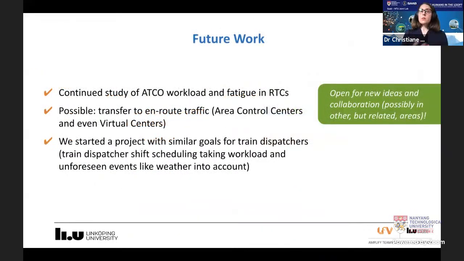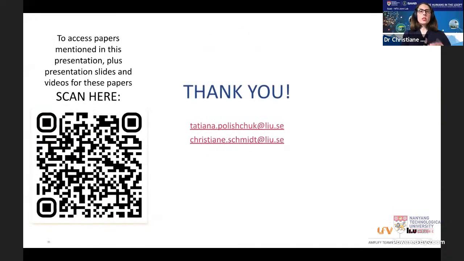So we continue the study of controller workload and fatigue in RTCs, in particular with our colleagues at LFW. We would like to transfer our framework to en route traffic, and we actually just started a project with similar goals for train dispatchers, so taking this to a different area, and we're of course always open for new ideas and collaboration. So thank you so much for your attention.